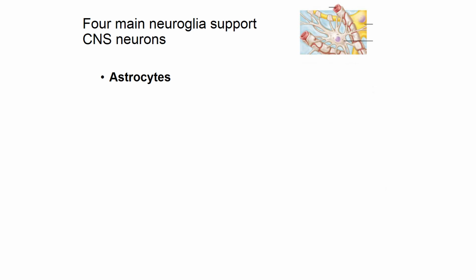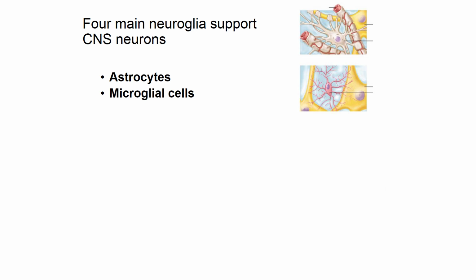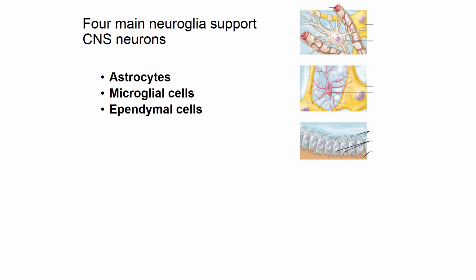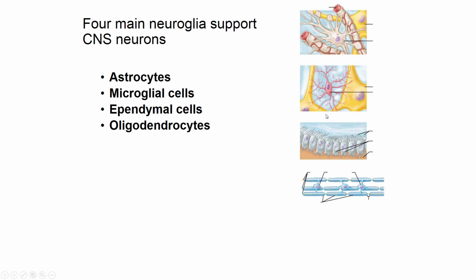So what are the neuroglial cells? There are four main neuroglial cells that are in the central nervous system. You have the astrocytes, the microglial cells, the ependymal cells, and the oligodendrocytes. Let's take them one by one.